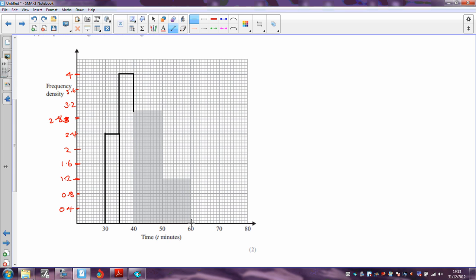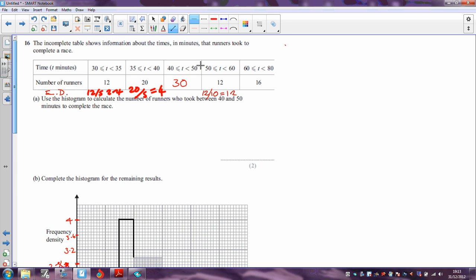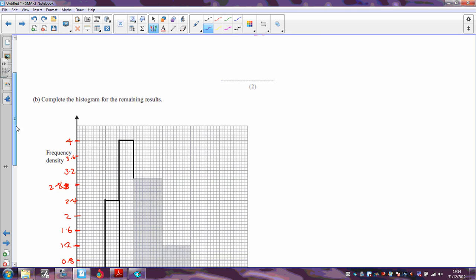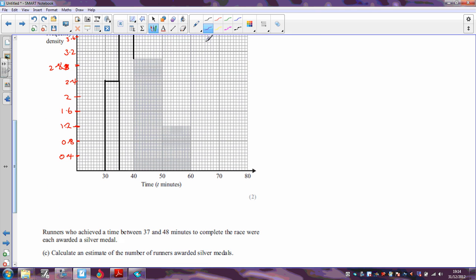Okay, next group is the 60 to 80 group. Now for the 60 to 80 group, the frequency density this time is going to be the frequency 16 divided by the class width, which is 20, and 16 over 20, well that's just the same as 8/10, or 0.8. Okay, so the frequency density for that last group, the 60 to 80 group, is 0.8. And if we just draw that on, then here we have our 0.8. So the last rectangle on the histogram is going to look like that.